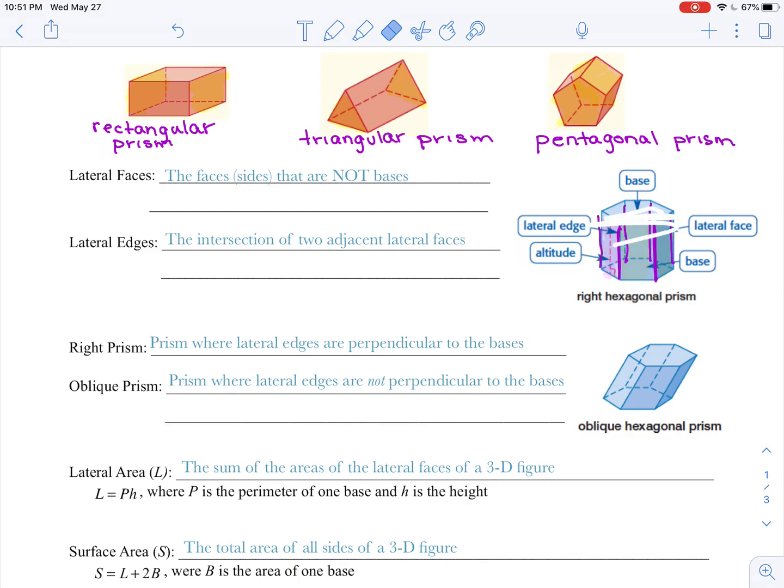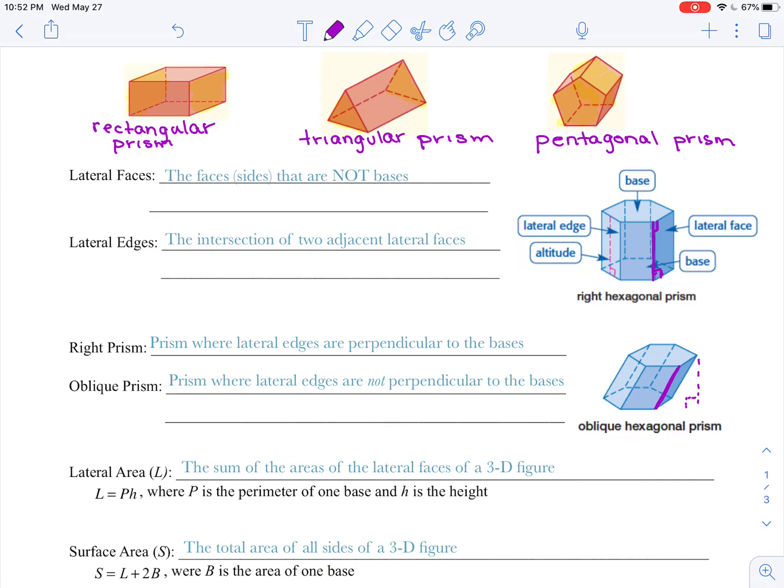If a prism is a right prism, then the lateral edges are going to be perpendicular to the bases. So when you take a look at any one of those lateral edges, notice that it's perpendicular to both the bases, top and bottom. But we also have something called an oblique prism. In an oblique prism, the lateral edges are not perpendicular to the base. Instead of something perpendicular to the base would look like this. Regardless of whether we have a right or an oblique prism, all of our calculations are still going to be the same.